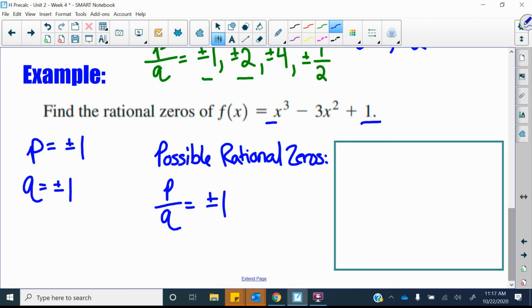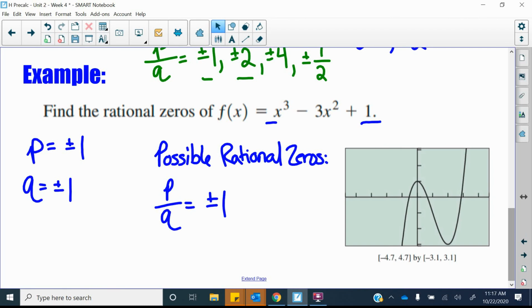Once you have the graph and you are able to look at it, I'd like you to look for, on the graph, does it look like your graph crosses the x-axis at either of these possible rational zeros? Does it look like it intersects it at positive 1 or at negative 1? And I graphed mine here too and put a screenshot of this. Notice this does not look like it intersects at positive 1 or negative 1.